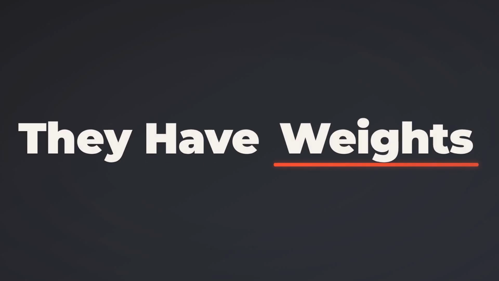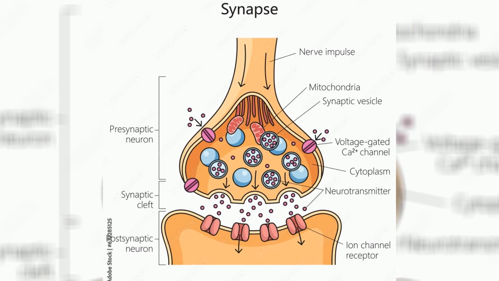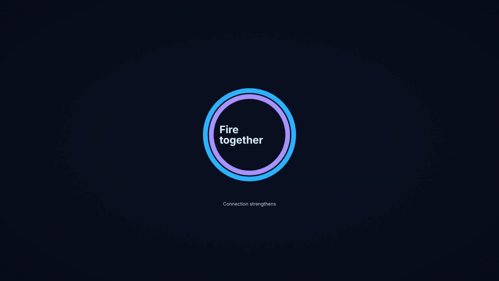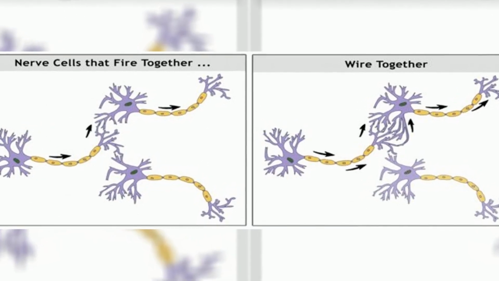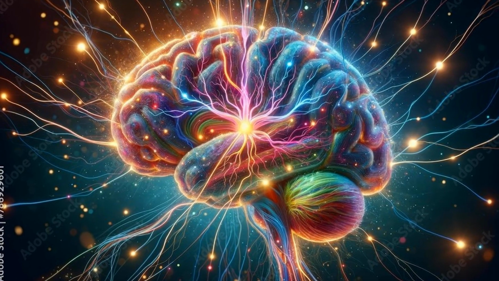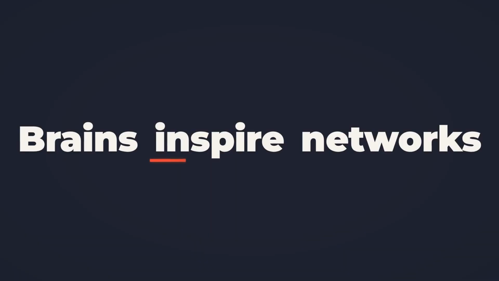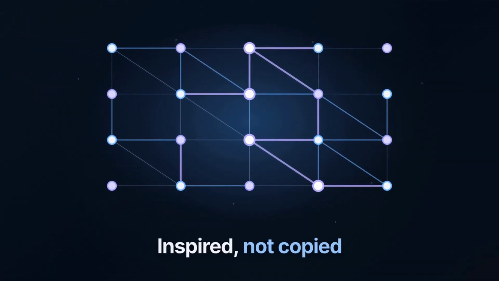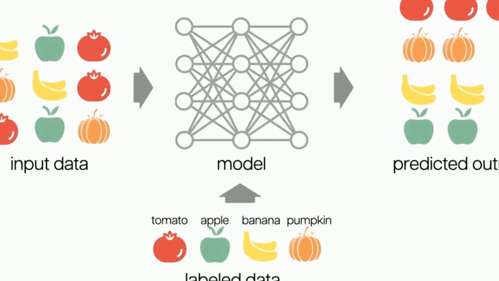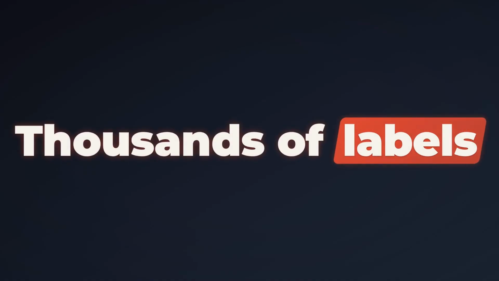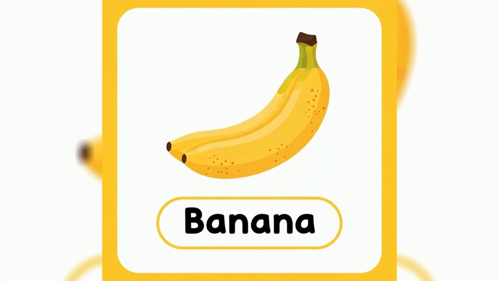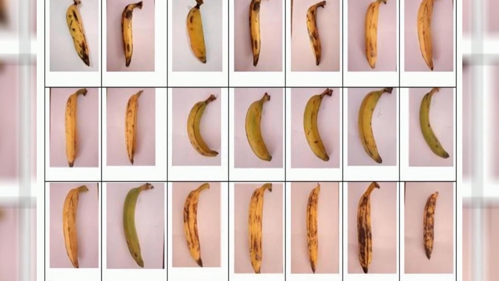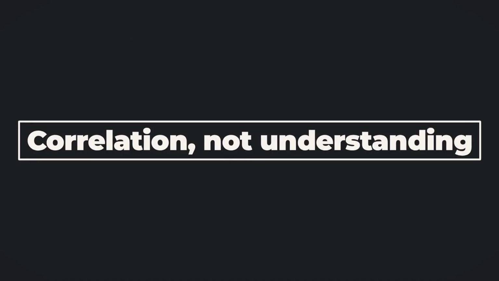They have weights. Donald Hebb, back in 1949, articulated a learning hypothesis often summarized as cells that fire together, wire together. Neural pathways in biological brains are strengthened each time they're used. That principle inspired artificial neural networks, but the inspiration is exactly that, an inspiration, not a replication. The gap between a child recognizing a banana after 3 encounters and a neural network requiring tens of thousands of labeled banana images is not a gap that scales away. It's a gap of kind, not degree.